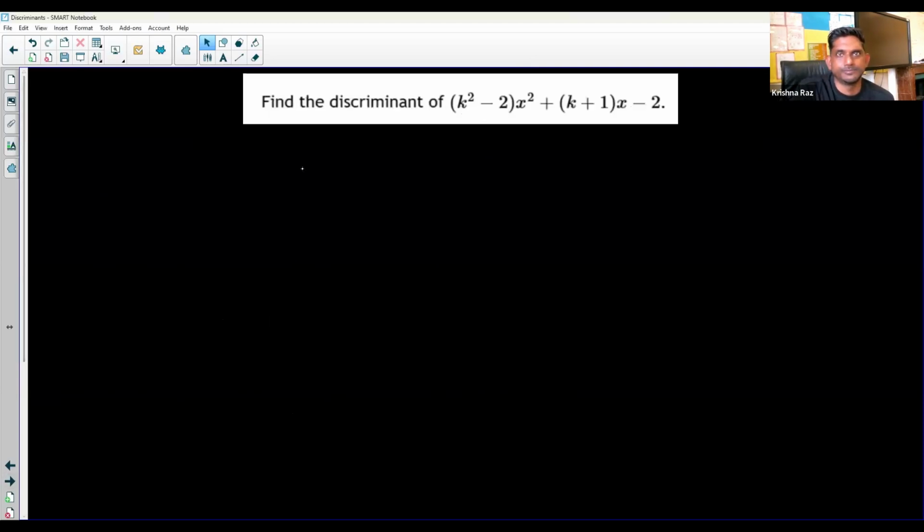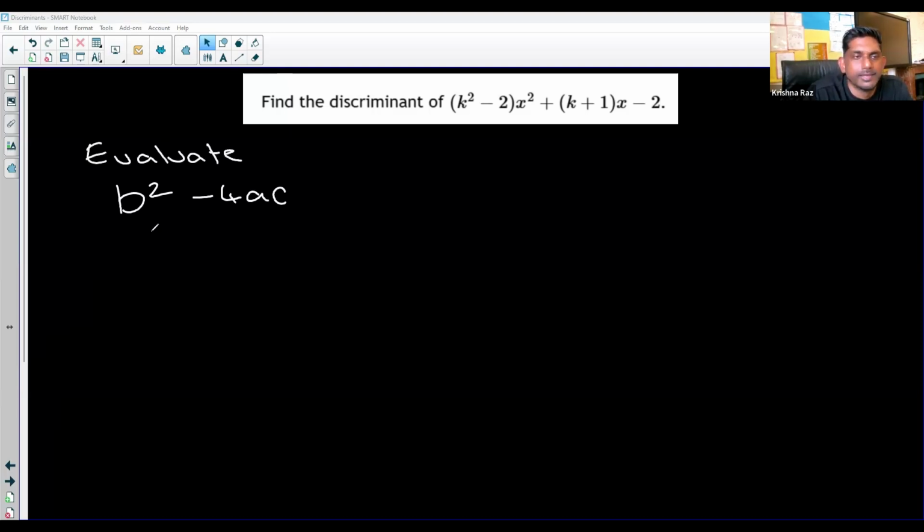Okay, next one. Find the discriminant of this. Again, the question is quite a kind one. We're just going to evaluate this. So this time b is k plus 1, minus 4 times k squared minus 2, and c is minus 2.